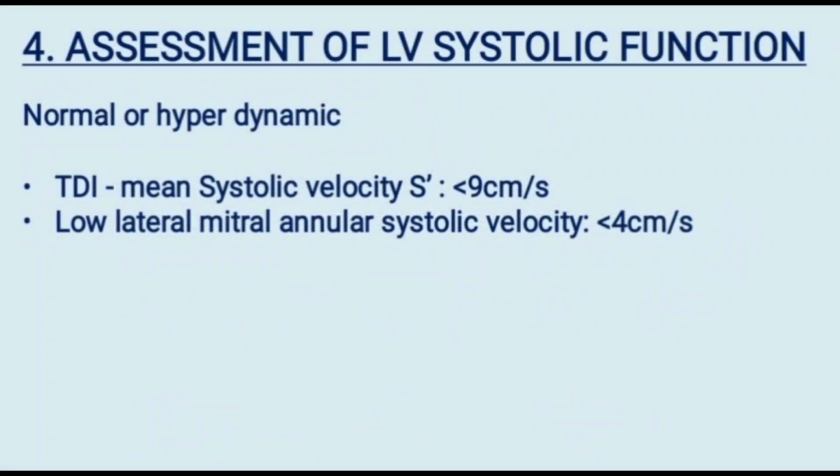The next parameter is LV systolic function. In patients with HCM, the LV systolic function is usually normal or higher. For this, tissue Doppler imaging should be performed at the basal inferior septum and anterolateral wall routinely in all HCM patients. Mean systolic velocity of less than 9 cm per second is a parameter differentiating pathological LVH from physiological LVH, whereas low lateral mitral annular systolic velocity of less than 4 cm per second was found to have higher prognostic value.